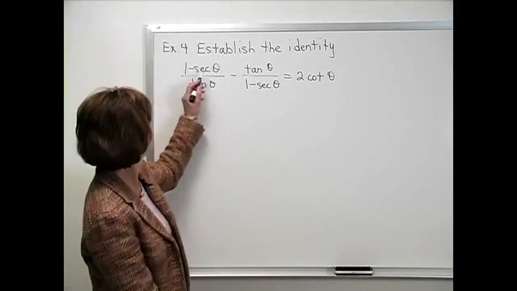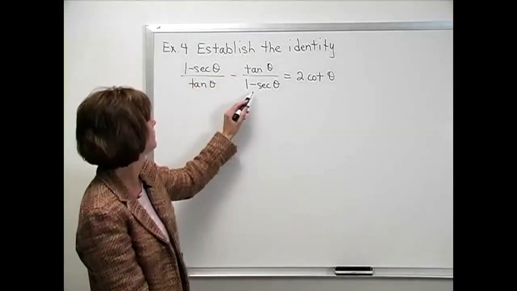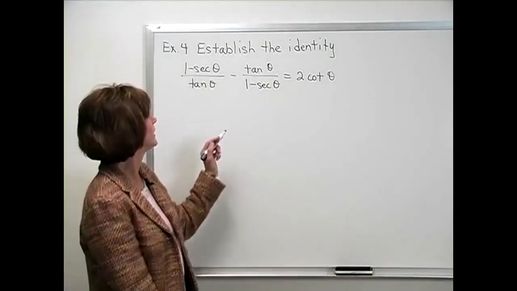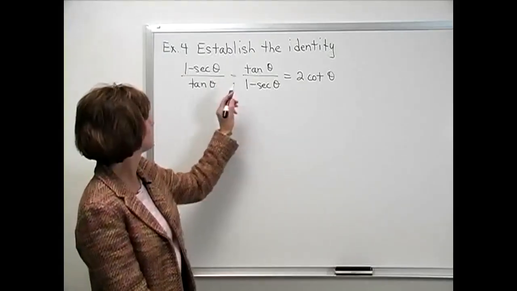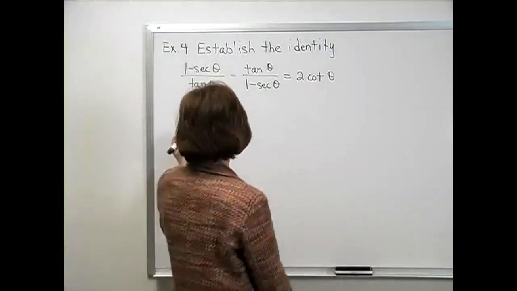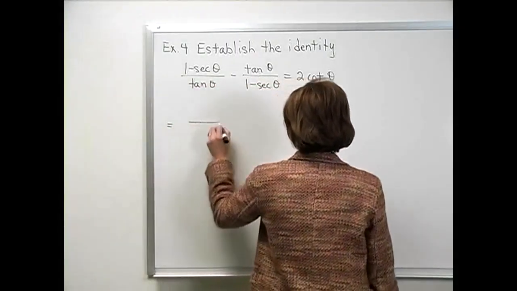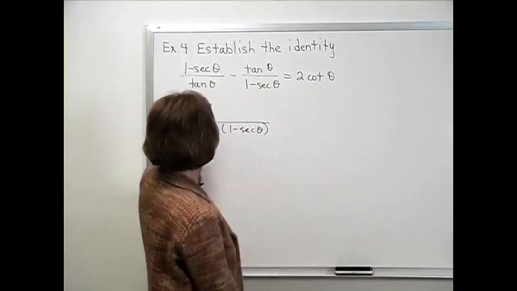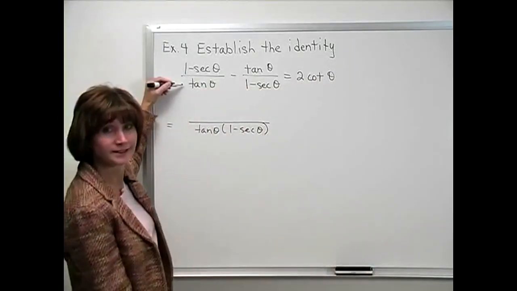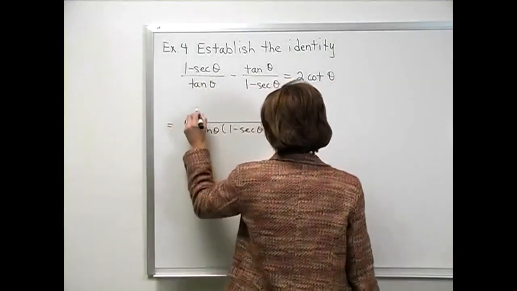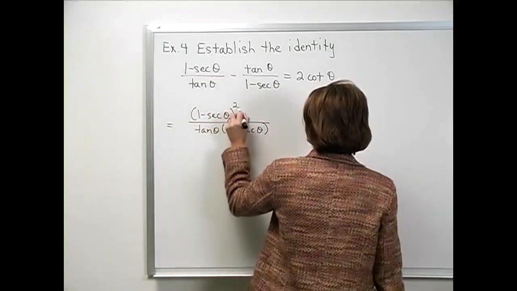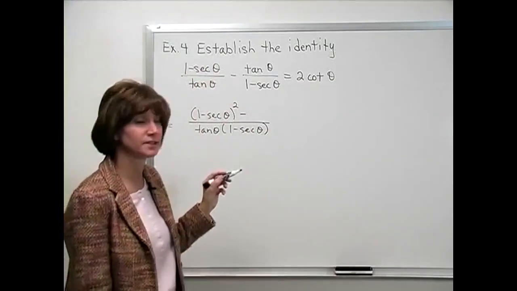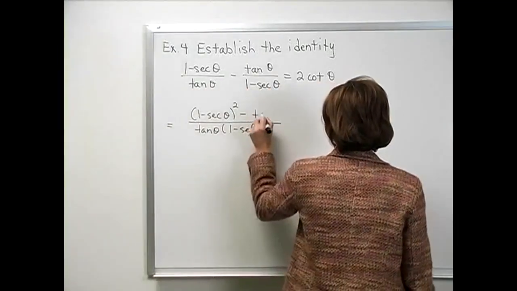Establish the identity 1 minus secant theta over tangent theta minus tangent theta over 1 minus secant theta equals 2 cotangent theta. What I'm going to do is work on the left-hand side, and we want to combine the terms. We want to subtract, so we have to combine the terms. We need to get a common denominator, which would be tangent theta times 1 minus secant theta, which means that I'm multiplying numerator and denominator here by 1 minus secant theta. So I have 1 minus secant theta times another 1 minus secant theta. So I get 1 minus secant theta quantity squared. And on the second term, I'm multiplying by tangent theta over tangent theta, so I get minus tangent squared theta.